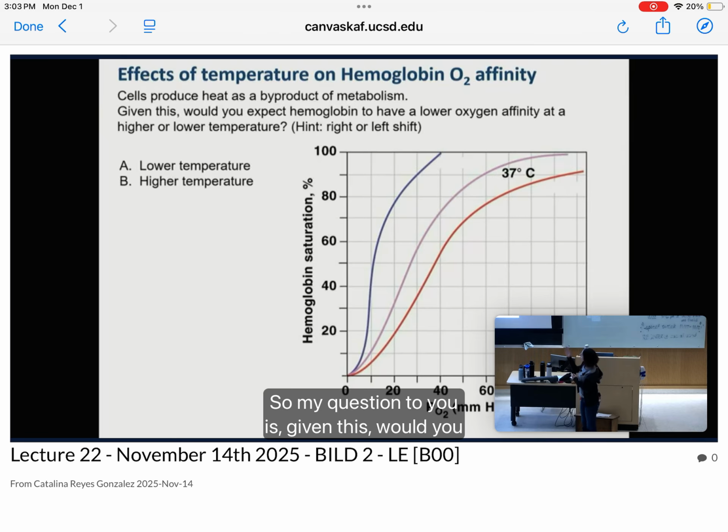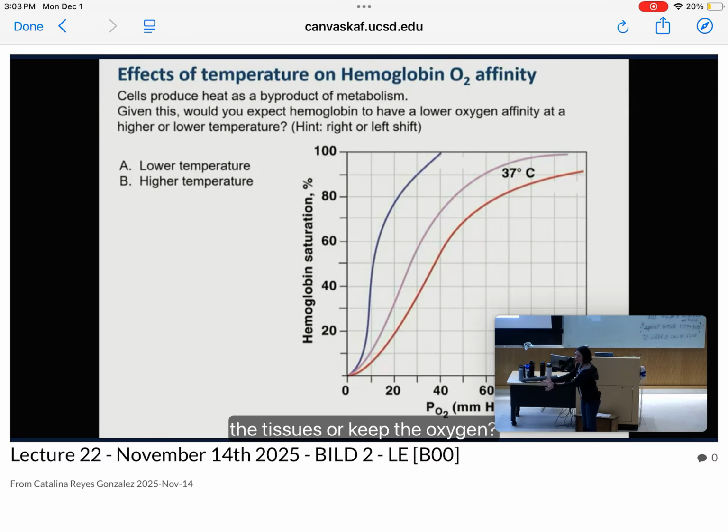So my question to you is, given these, would you expect hemoglobin to have a lower oxygen affinity at a higher or lower temperature? If you're looking at an adaptation, you want hemoglobin to load oxygen or unload oxygen at the level of the tissues? You want it to give the oxygen to the tissues or keep the oxygen? What do you guys think?